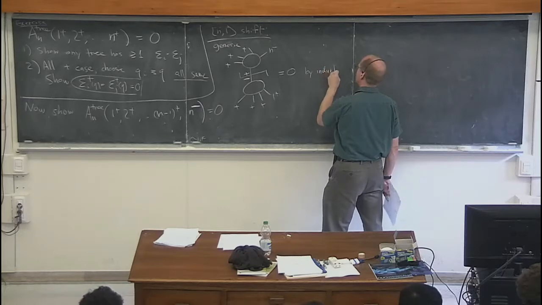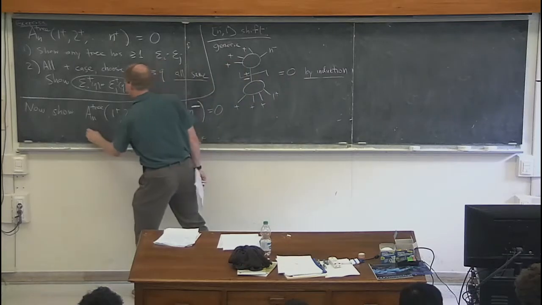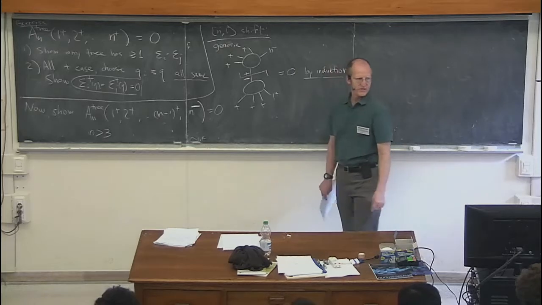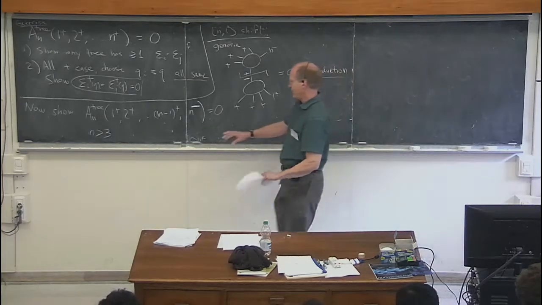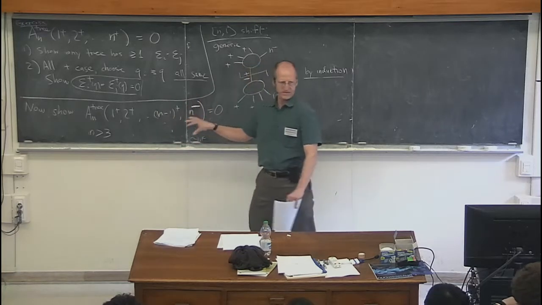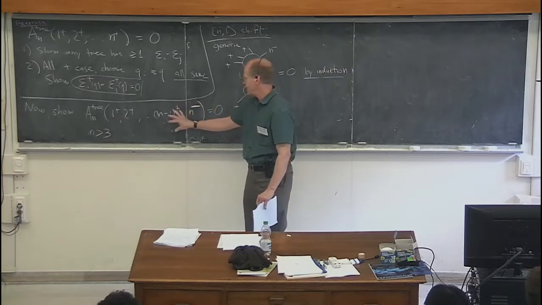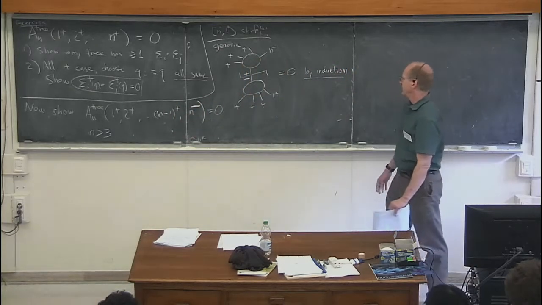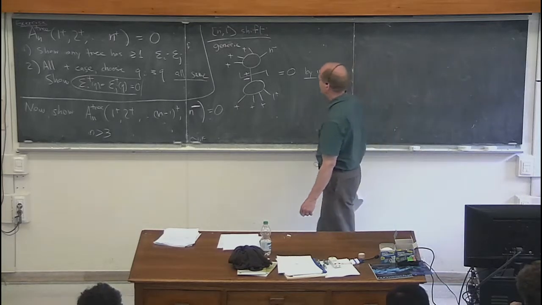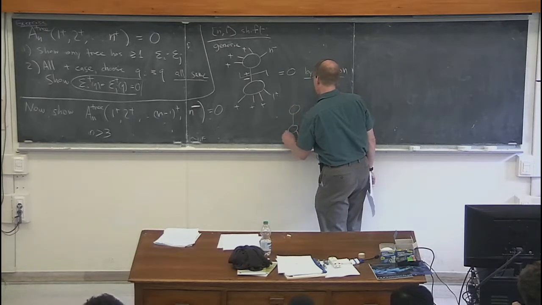Oh, I forgot to say one thing: n greater than 3. Because we saw earlier the 3-point amplitude with 2 plus and 1 minus, remember we wrote a formula for it, it had some square brackets in it. That case is non-zero, the 3-point one, but everything above 3 is 0. So we use induction. You can ask what happens at the 4-point level. Maybe I should have done that one first.